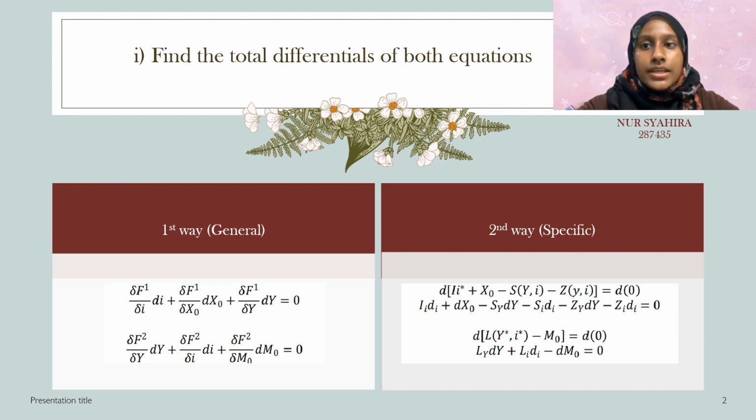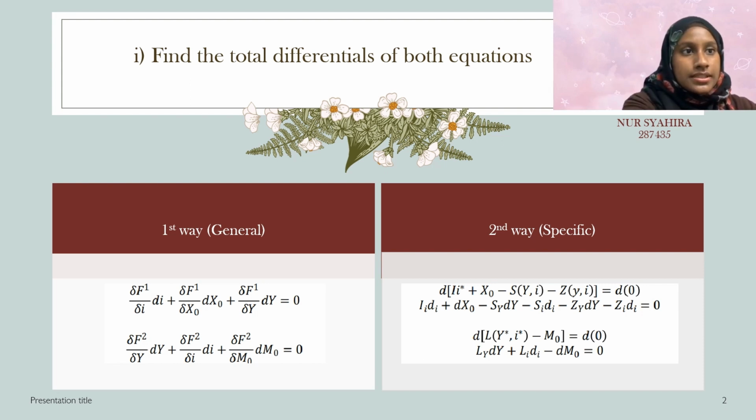And for the second one, it is delta f2 over delta y dy plus delta f2 over delta i di plus delta f2 over delta m null dm null equal to 0.